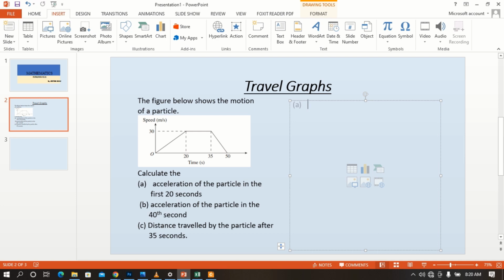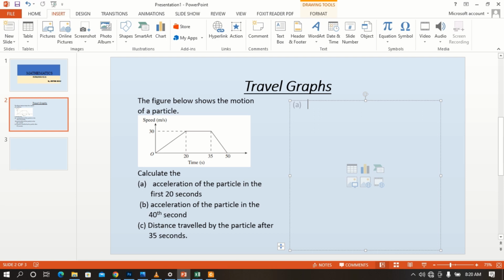In order for us to calculate the acceleration, we first need to know the physical quantities that are represented under a speed time graph, and we need to identify the gradient of a speed time graph and what it represents. What does the gradient of a speed time graph represent? The gradient of a speed time graph represents acceleration.